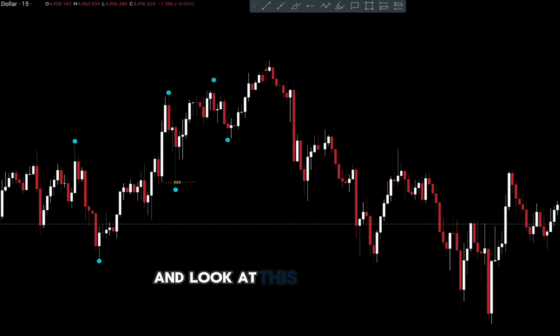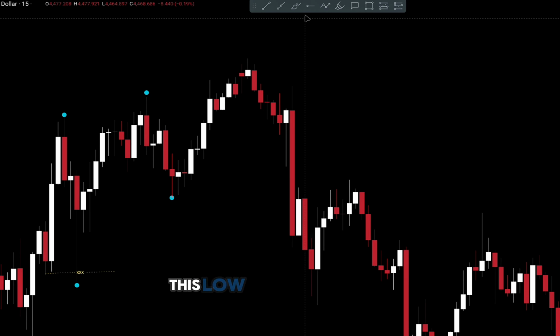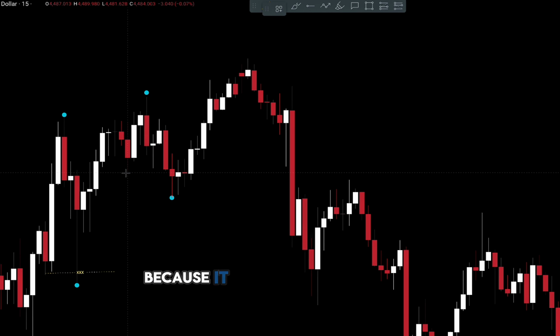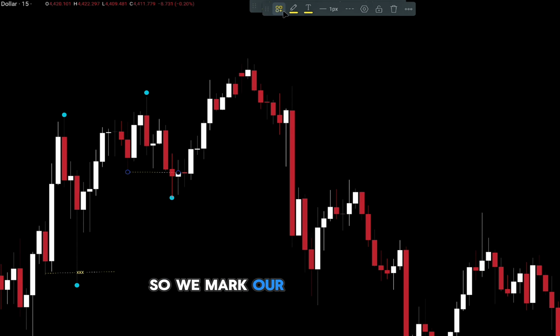And look at this. Where is the liquidity within these two? This low was the liquidity because it was the one that led to the break of this high. Hence, this becomes the liquidity. So we mark our liquidity there.